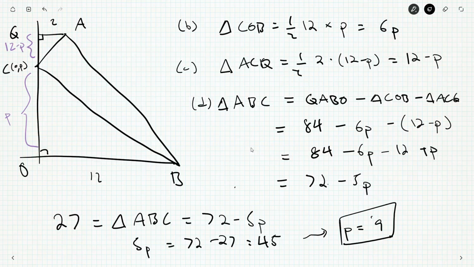You might be wondering, what sort of explanation should I give for B and C? Clearly state that you're using 1/2 base times height, and that the height here is p, and that the height here is 12 minus p. You could even take the difference of the coordinates for CQ if you really wanted to. And for ABC, as long as you clearly state where you're getting your formula from, that it's the trapezoid minus the two other triangles that you get from parts B and C, you're fine there. And then 27 is equal to 72 minus 5p. Nothing else to do there, and so p is going to be 9.